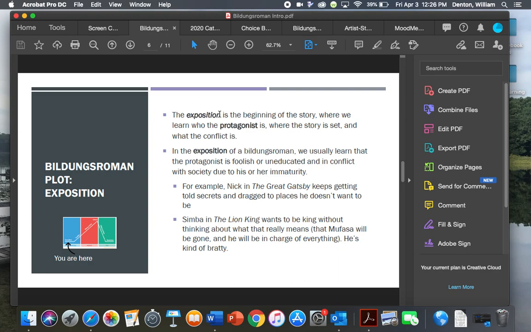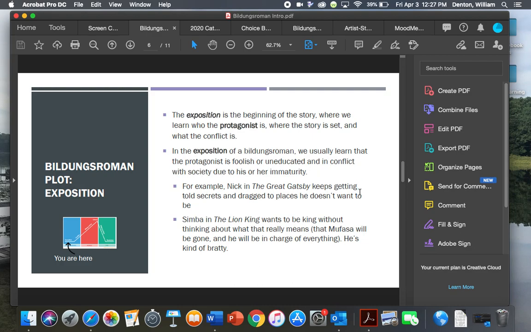So, at the beginning of the particular Bildungsroman, the exposition is the beginning of the story. We learn who the main character is, where the story is set, and what the conflict is. Again, character, setting and mood, exposition, you know what that is. However, besides just being able to identify that, in a Bildungsroman, we learn the protagonist is foolish or uneducated. That is a huge part of it. The main character is young, naive. He or she doesn't get the world yet, probably because of their age. That has to be in there. That's a huge part of it. And he or she is in conflict with society due to his or her immaturity. They don't quite get it.